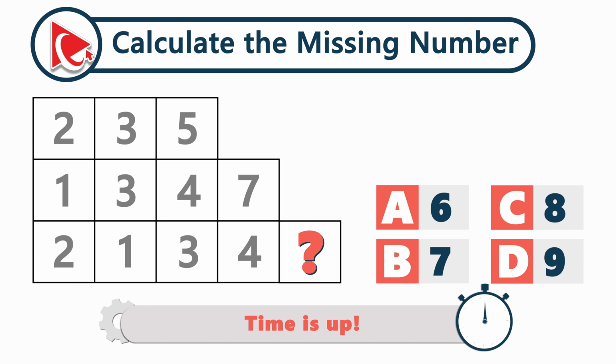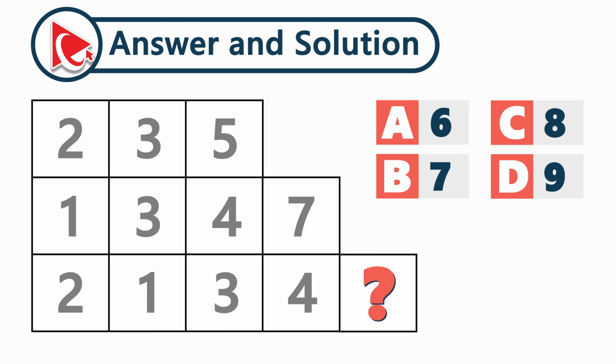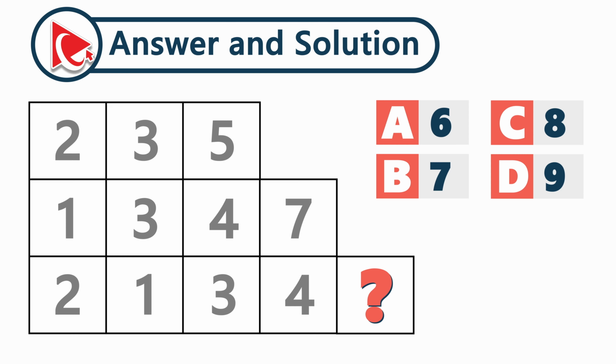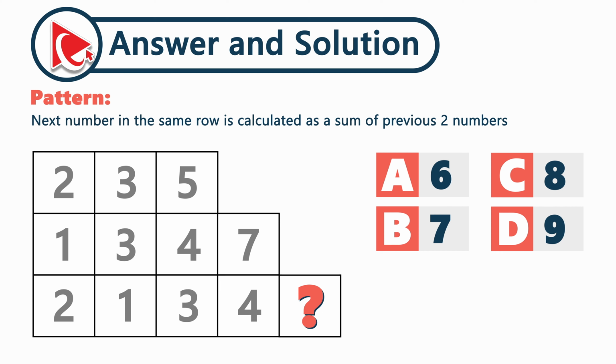Time's up. Have you locked in your answer? Now let's go through the solution together. You'll be amazed how simple and logical it is to follow. The first thing you need to do to solve these types of problems is to detect the pattern. And the pattern here is extremely simple. The next number in the same row is calculated as the sum of the previous two numbers.